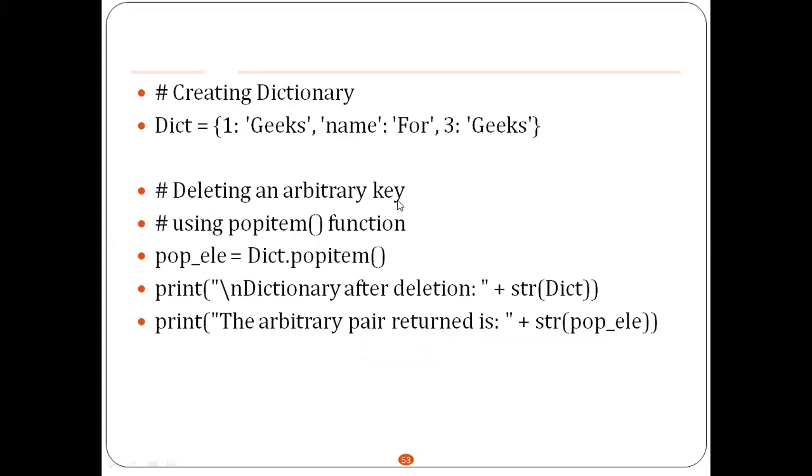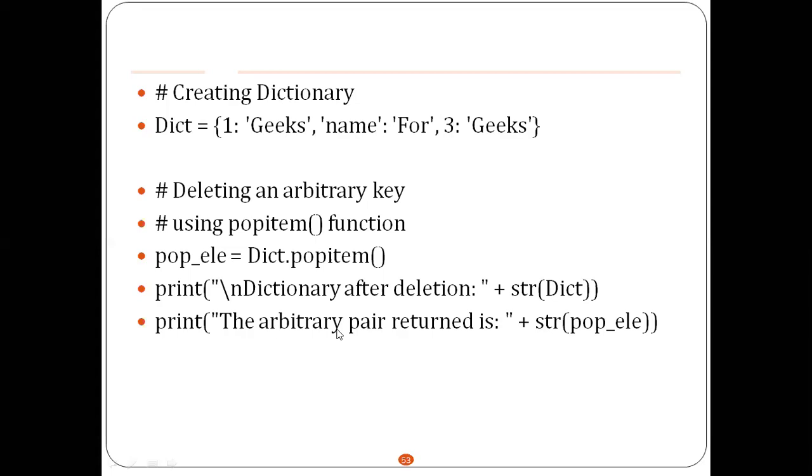Deleting an arbitrary key using the popitem function: you are deleting an arbitrary key from the dictionary, right? When you do that, it will delete an arbitrary element, or arbitrary key along with its value. So pop element is equal to dictionary.popitem(). One element will be deleted from the dictionary, and we don't know which item it is. That's why they have mentioned it as the arbitrary key. So we don't know which key will get removed. So we are removing one key from the dictionary.